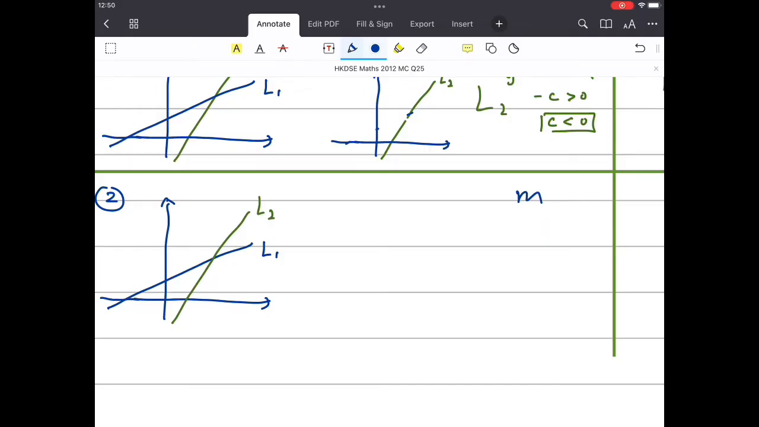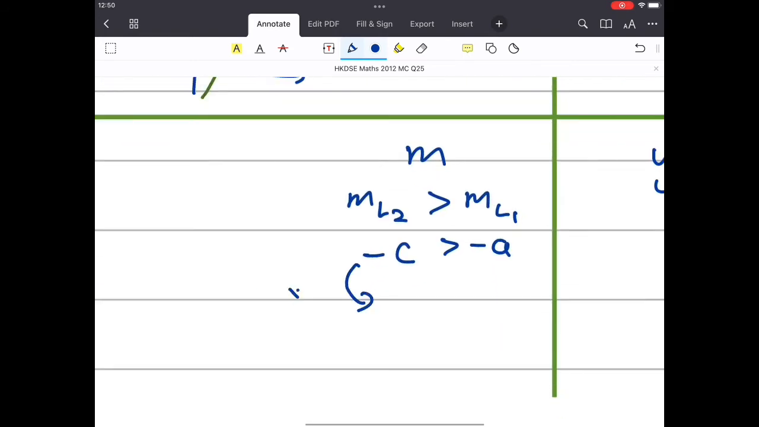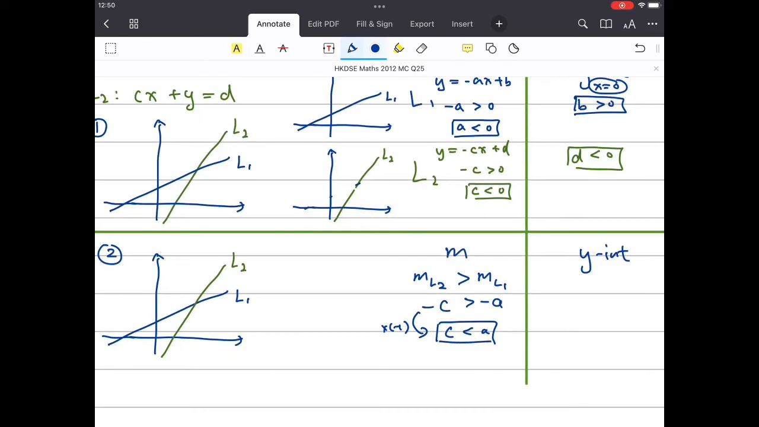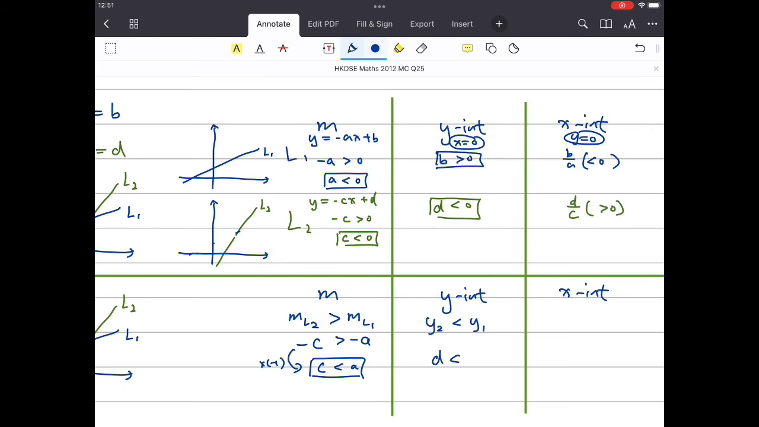For step 2, we need to compare the slopes. From the diagram, we know that the slope of L2 is greater than the slope of L1. We copy the slope from above, so negative c should be greater than negative a. We multiply by negative 1 on both sides, and we will get c is smaller than a. And then we compare the y-intercepts. From the diagram, you can see that the cutting point of L1 is higher than L2. Therefore, y2 should be smaller than y1. We copy the y-intercepts and we will know d is smaller than b.